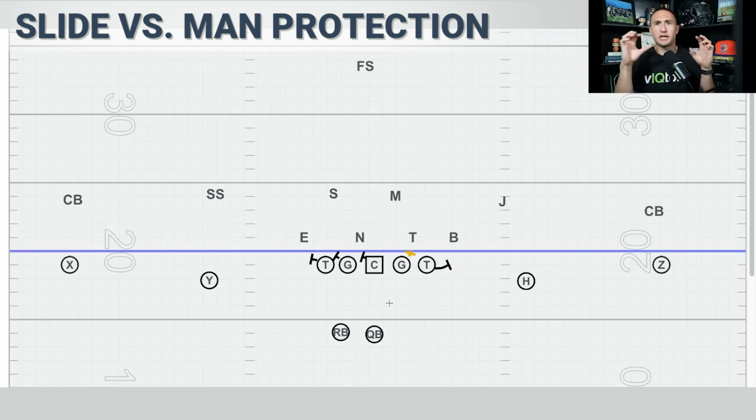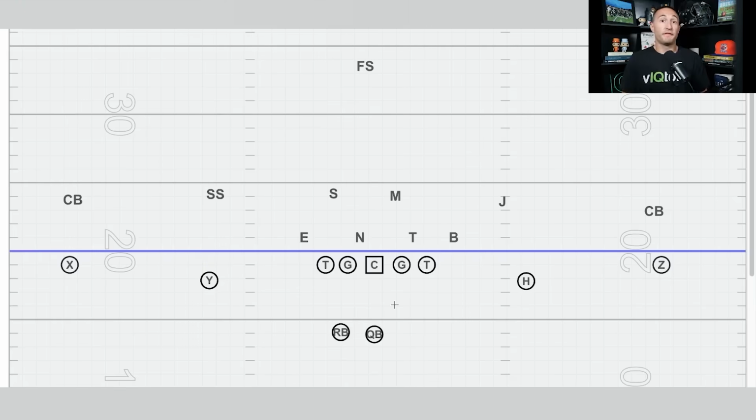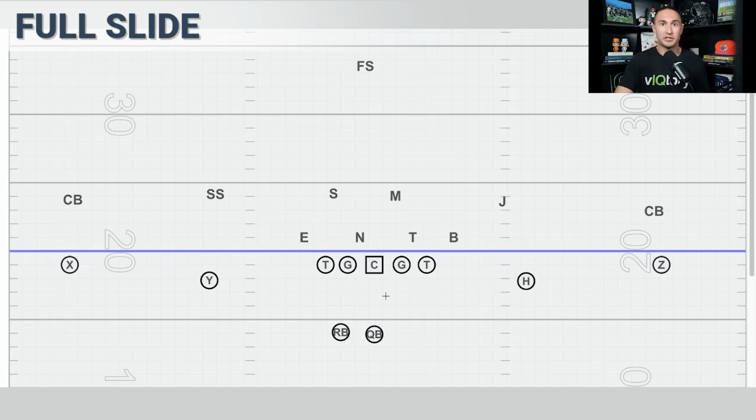So it's good you understand those concepts of where they're protecting based on the slide and what we're trying to do. The first protection is a full slide line protection. What does that mean? It means everybody is sliding one way. So if we're going to full slide to the right side here, everyone is protecting their right side gap. There should be no penetration as they're sliding to the right side gap.